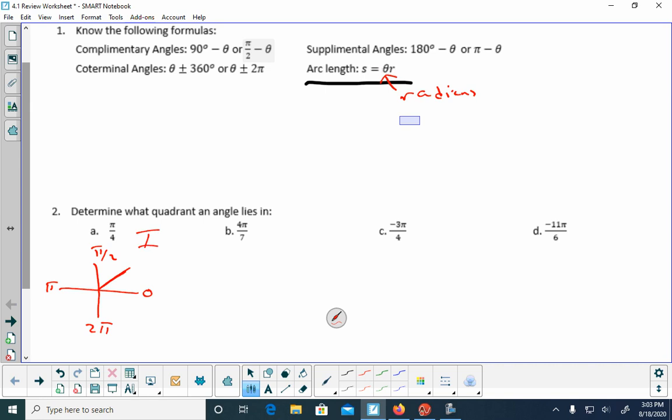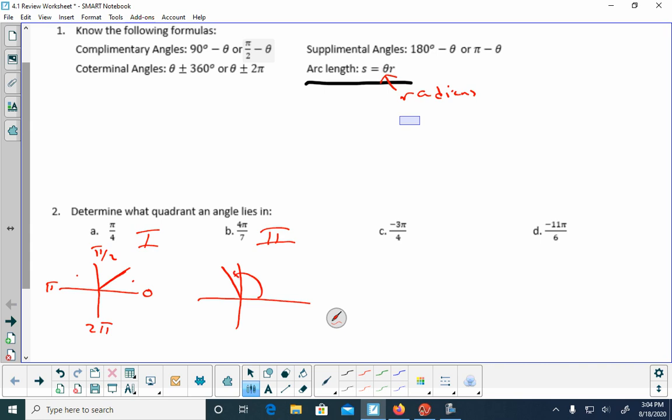If I have 4 pi over 7, I have to decide what quadrant it's in. I know it's either going to be in the first or the second quadrant because 4/7 is less than 1. But if I'm not sure whether it's greater or less than 1/2, on your calculator, you can just take 4 divided by 7 and get a decimal, and you get 0.57, which means it's greater than 1/2, which means this angle is going to be in the second quadrant.